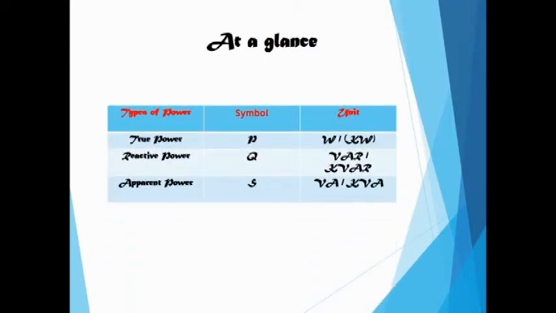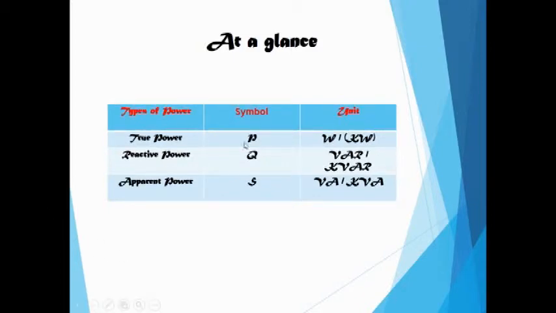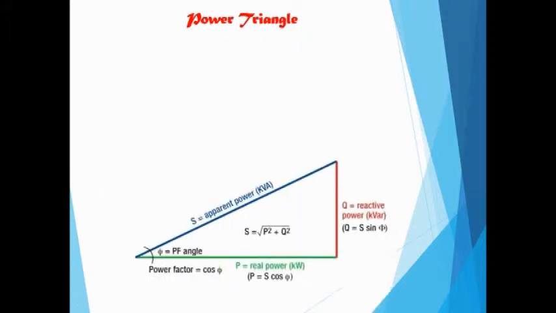And the other one is the apparent power, and it's shown by S, and it's measured in volt amp or kilovolt amps. It's the measure of the combined effects of resistive and reactive power, both the true power and the reactive power together. The two of them combined is measured in volt amps or kilovolt amps.